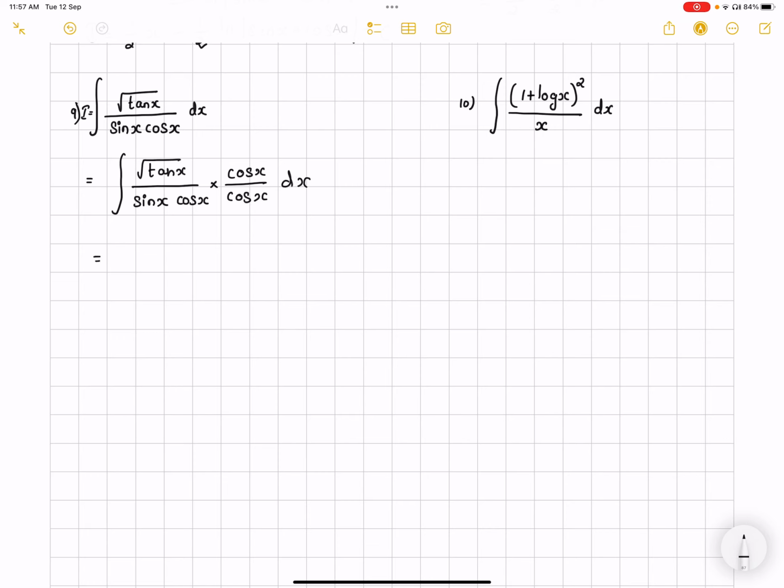so that the question is getting changed to root tan x divided by, let me write this cos x also, I will do that in the next step, and then we have sin x, we have cos square x, and then dx. Great. Now I will do one more change here.